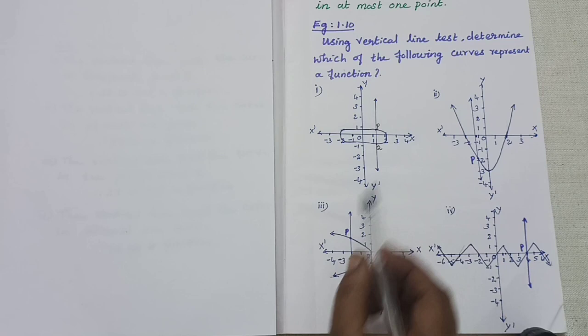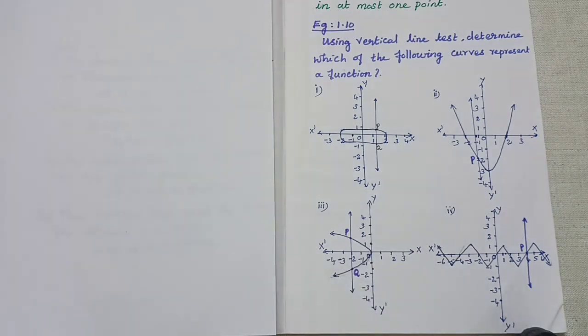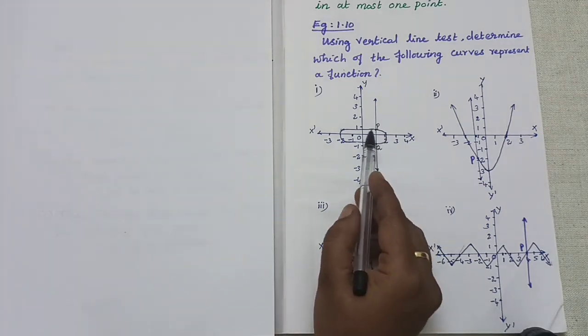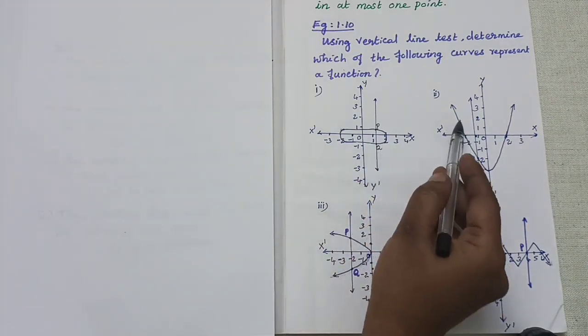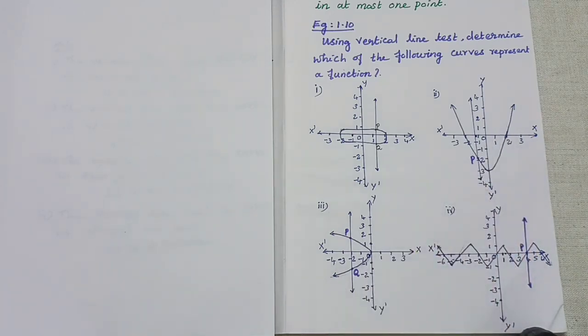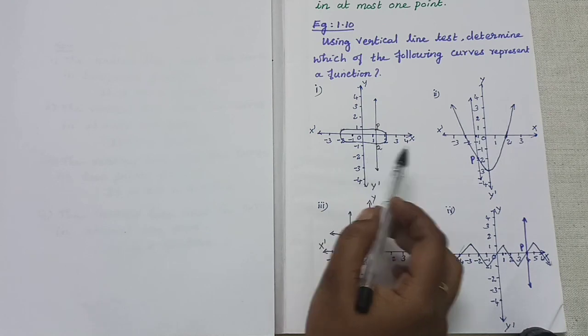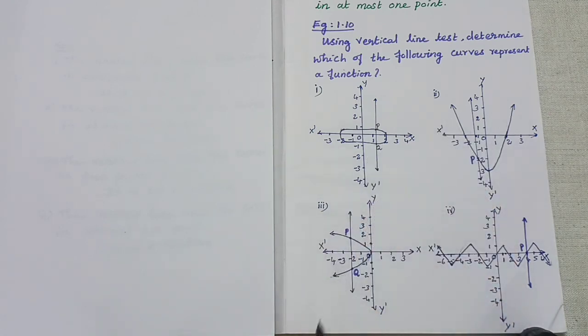1.10. Using the vertical line test, determine which of the following curves represent a function. Then what is meant by curve? Any equation represented in a graph is usually called a curve. This is one of the graphs, so one parabola, another graph. It is called a curve. Have you understood?